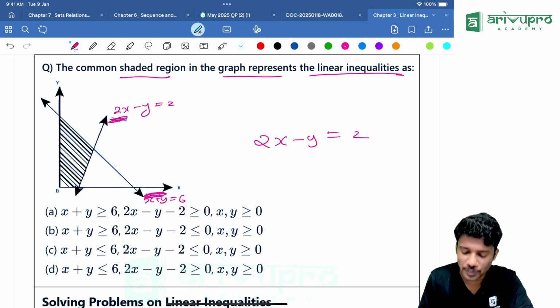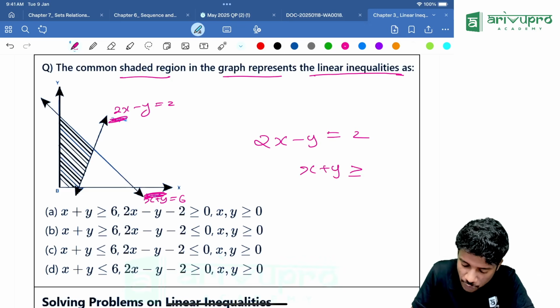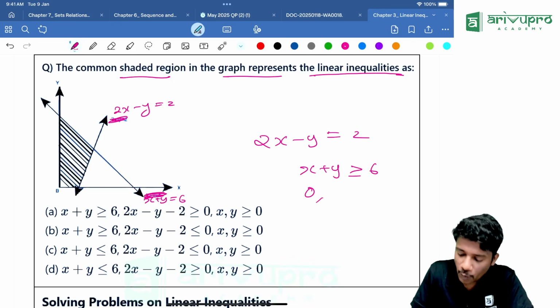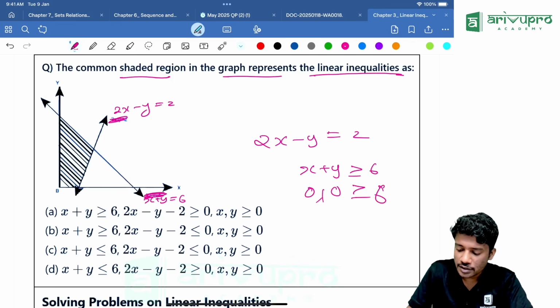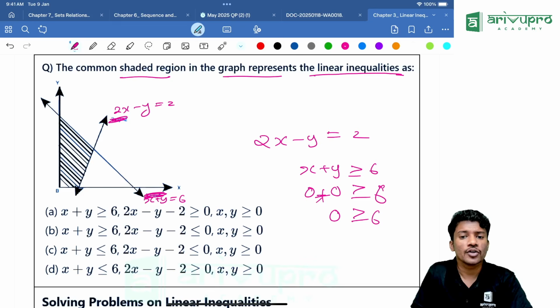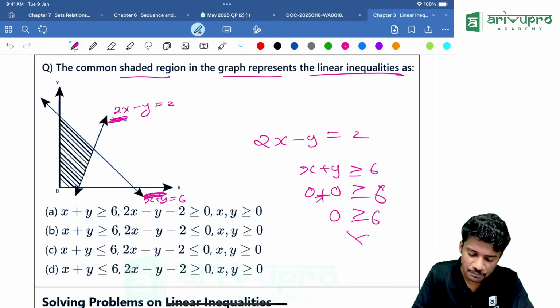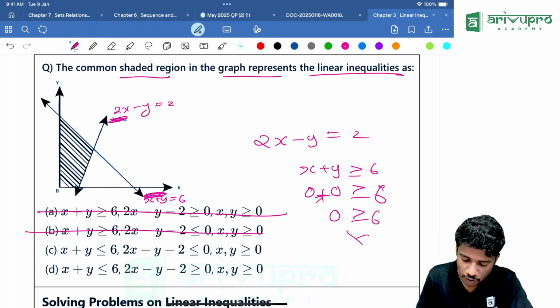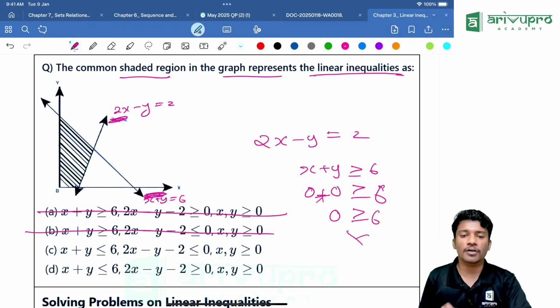First, we will check x plus y. Okay, x plus y, we will check greater than or equal to 6, whether it's possible or not. Put x is equal to 0, y is equal to 0. Is it greater than or equal to 6? That means 0 plus 0 is how much? 0, is 0 greater than 6? No, it is not towards the origin. It should be away from the origin. That means these options are wrong. Either it should be option C or option D.